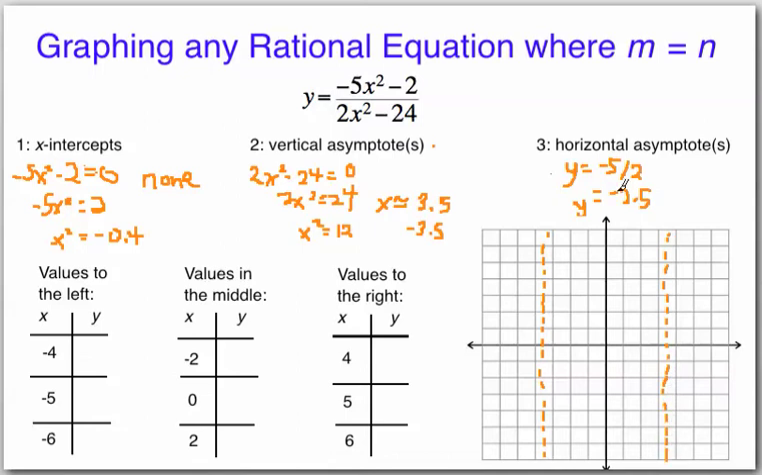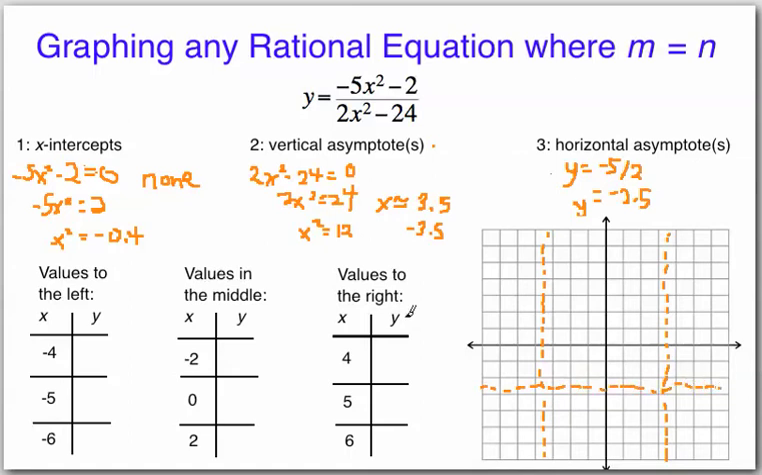Now we're going to do the horizontal asymptote, which, remember, for when m equals n, you just take the leading coefficient of the numerator and divide it by the leading coefficient of the denominator. So negative 5 divided by 2 gives us negative 2.5. Down here at y equals negative 2.5 is where our horizontal asymptote is going to be.